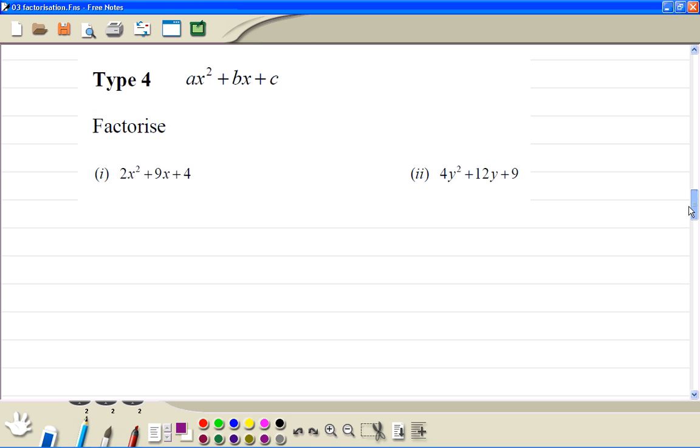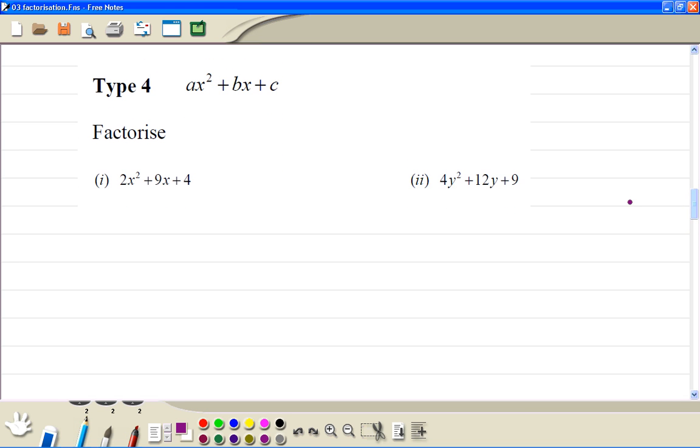Then we have a type 4. So here A is 2, B is 9, C is 4, and we work out A times C, which is 8. So the factors of 8 that add up to 9 are 8 times 1. Now we split this 9x into two parts. So we get 2x squared, instead of 9x, we write 8x plus 1x plus 4.